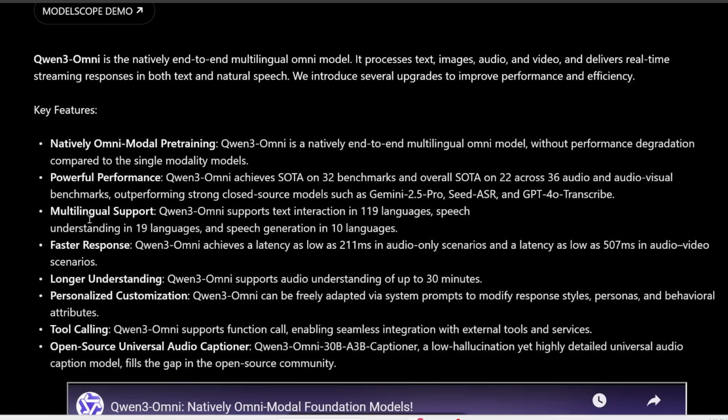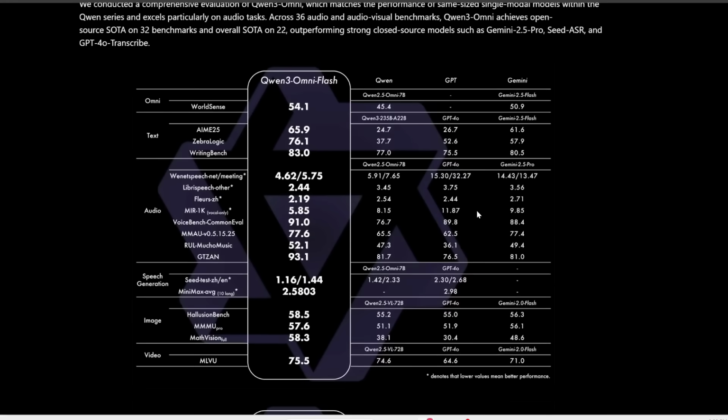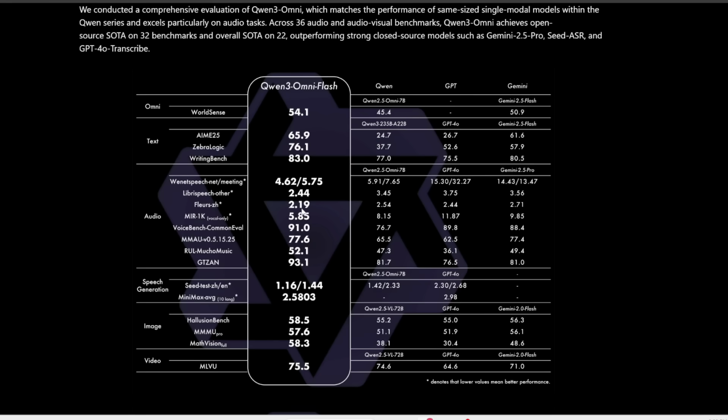So here it says it's able to support text interaction in 119 languages, and also speech understanding in 19 languages and speech generation in 10 languages. It's also incredibly fast, achieving a latency as low as just a few hundred milliseconds. You can also upload audio of up to 30 minutes long for it to analyze. Now, here's the crazy thing. If you look at all these benchmarks, Qwen 3 Omni Flash even outcompetes some proprietary models like GPT and Gemini across a lot of these benchmarks.